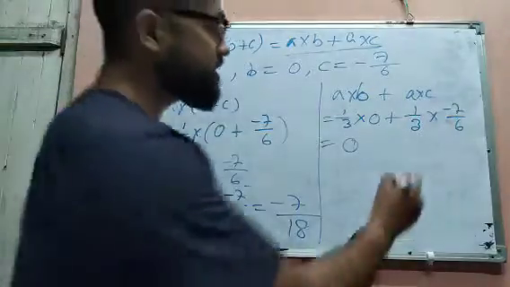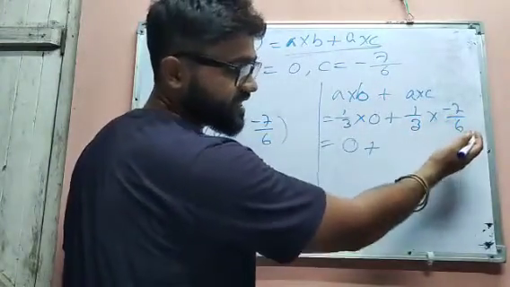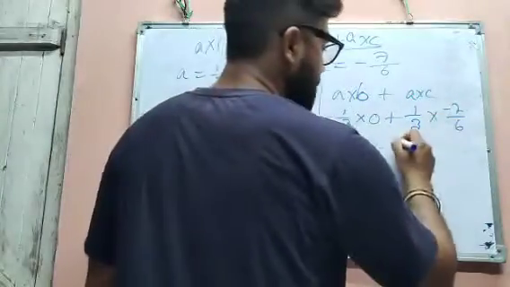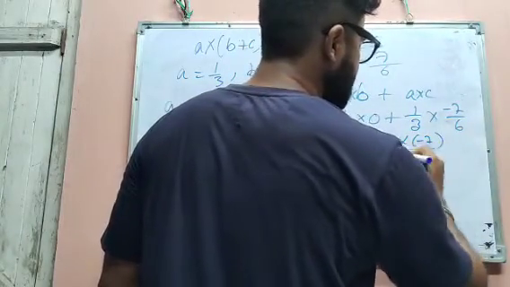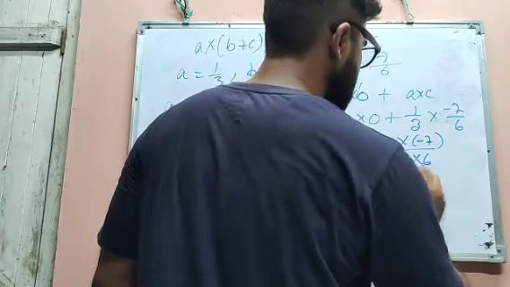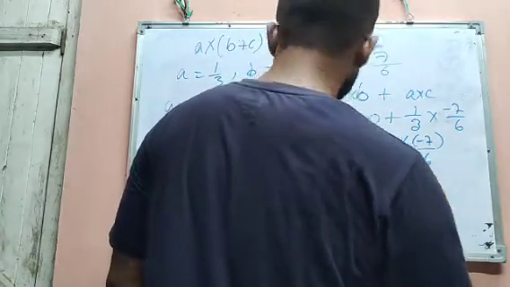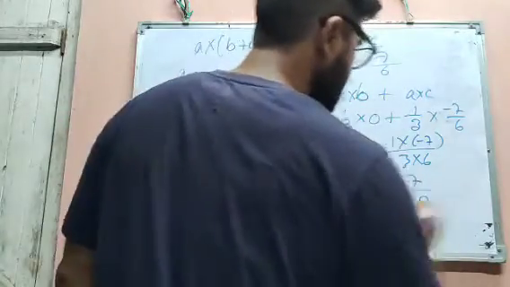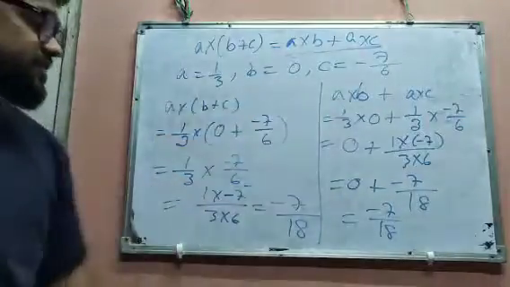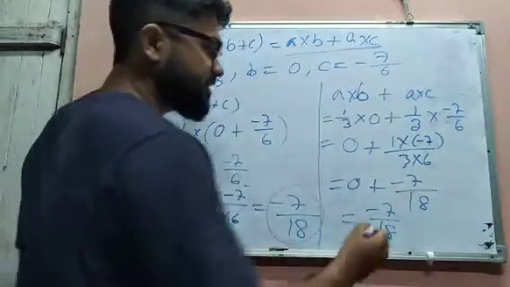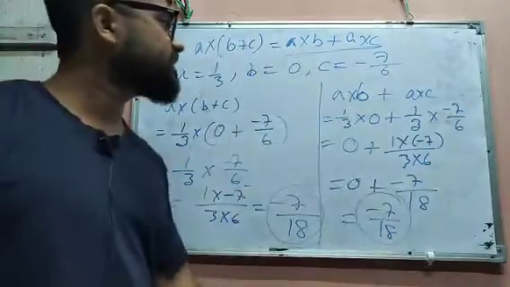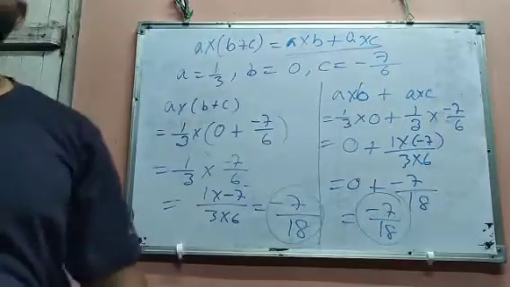Here we need to see, is any term cancelling? No, there is not any term cancelling. So we have to put 1 into minus 7 and 3 into 6, that means you will get 0 minus 7 by 18, or simply minus 7 by 18. In both cases you can see here minus 7 by 18, here it is also minus 7 by 18. That means in both cases this property is satisfied.